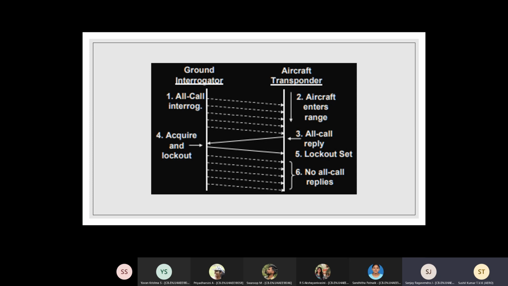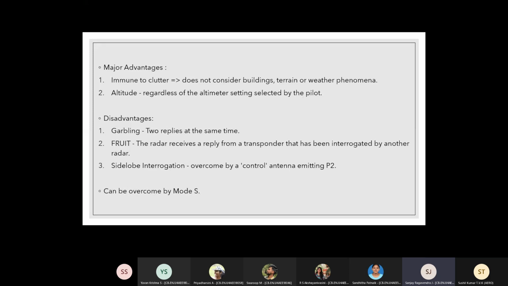Okay, now for the class, just think aloud. I want to reduce this garbling. Can you go back to your garbling slide? Yes, sir. There's not much detail in it, sir. Yeah, not much. So what he says in disadvantages, garbling is two replies at the same time. So I just want the class to think aloud. How can we overcome this?